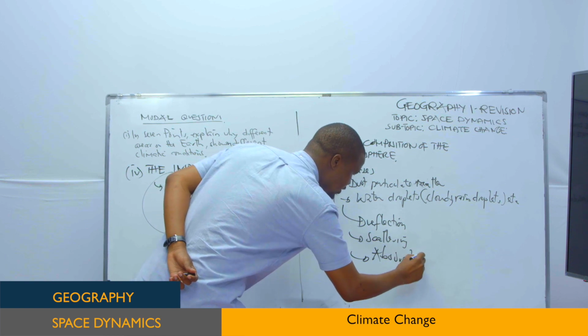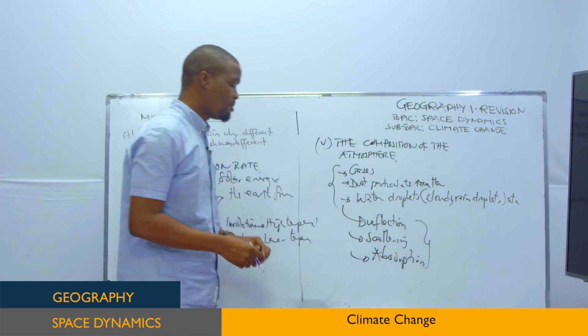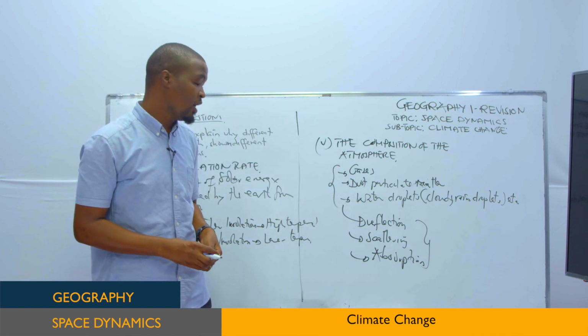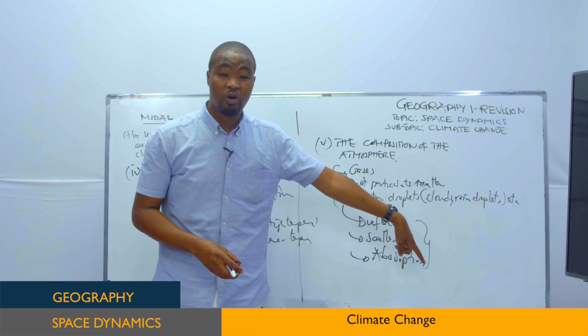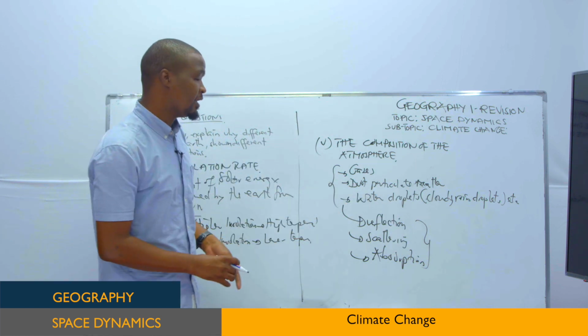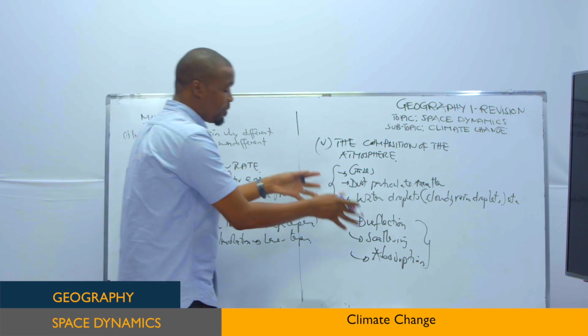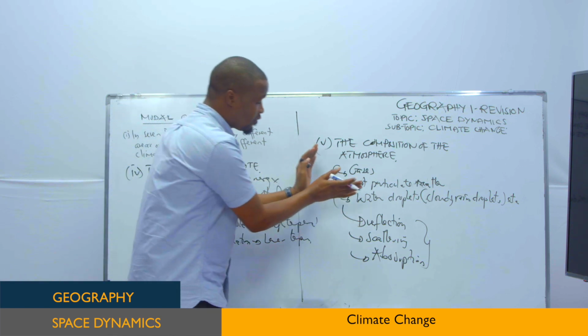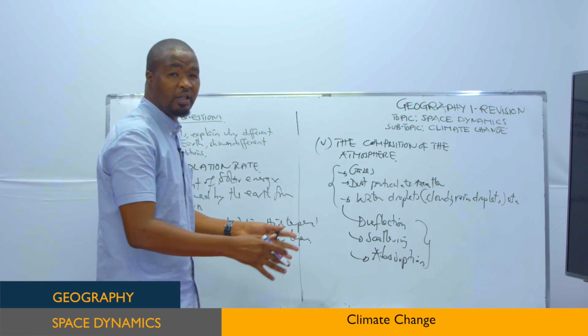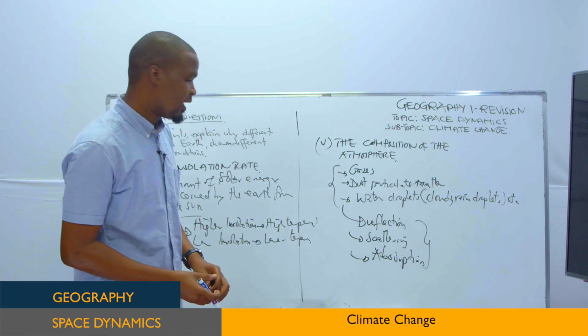Are we together? So if the three processes occur as a result of the presence of different materials that compose the atmosphere, automatically they may affect the climatic condition of a given area of the Earth's surface. That's why we say it depends. Sometimes the presence of material in the atmosphere may result in either an increase or decrease of the temperature of an area. Are we together?